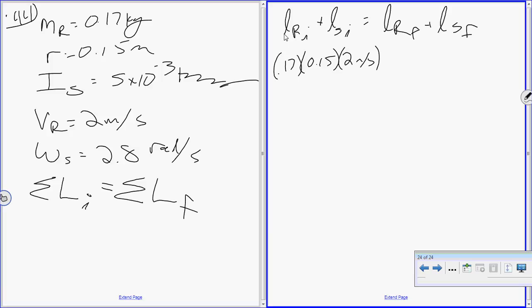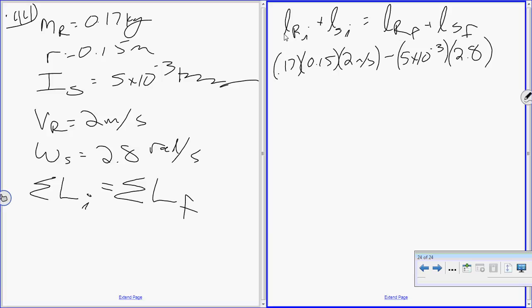Which way is he going? He's going counterclockwise, and the Lazy Susan is going clockwise. So I need to make one of those negative, right? Usually we use counterclockwise as positive. So I'm going to leave that positive, and I'll make the Lazy Susan negative. So the Lazy Susan's angular momentum is its rotational inertia times its angular velocity. Follow? So that's before he stops walking.